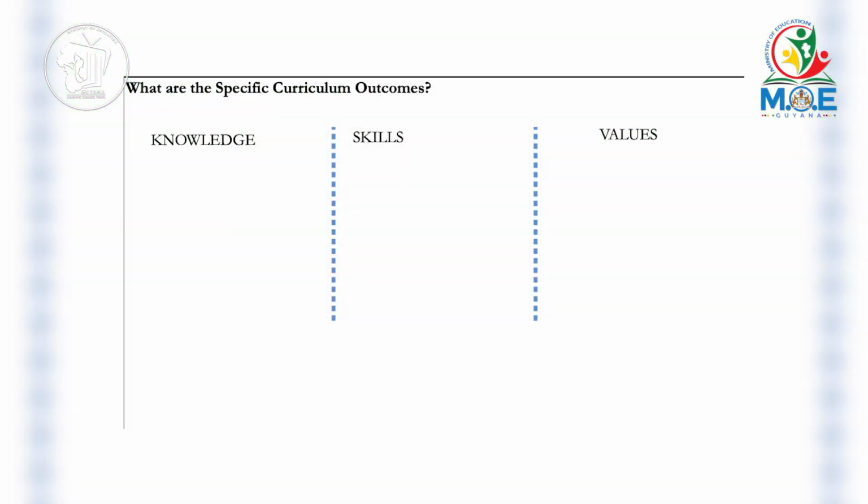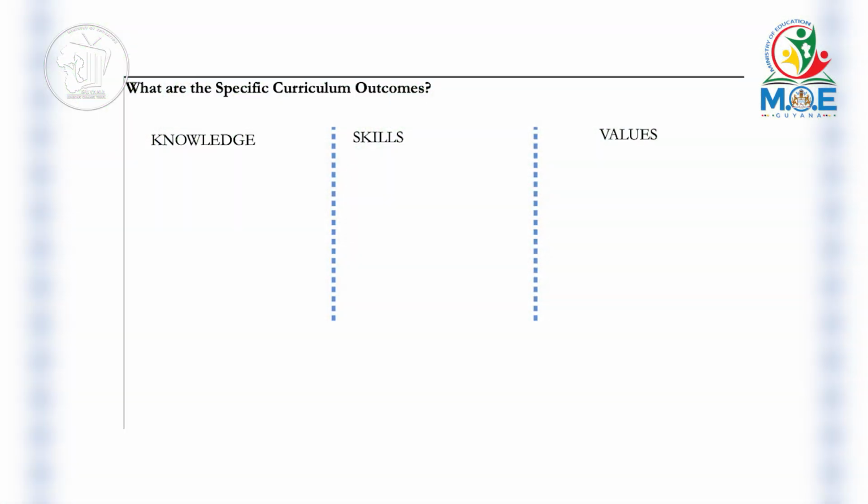Followed by what are the specific curriculum outcomes. Now this part is taken from the curriculum guide and it's written into the lesson plan. There are three types of specific curriculum outcomes: knowledge, skills, and values. Now the knowledge outcome refers to what the teacher wants the students to know. So this is the knowing element of the outcomes.